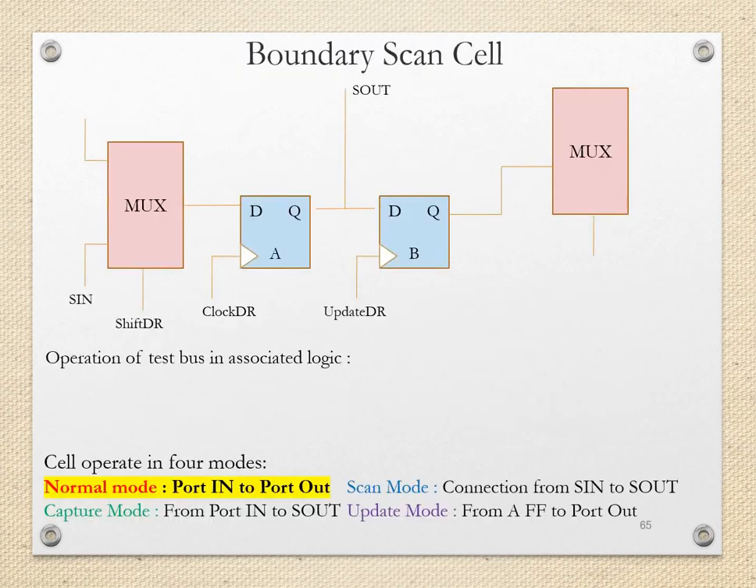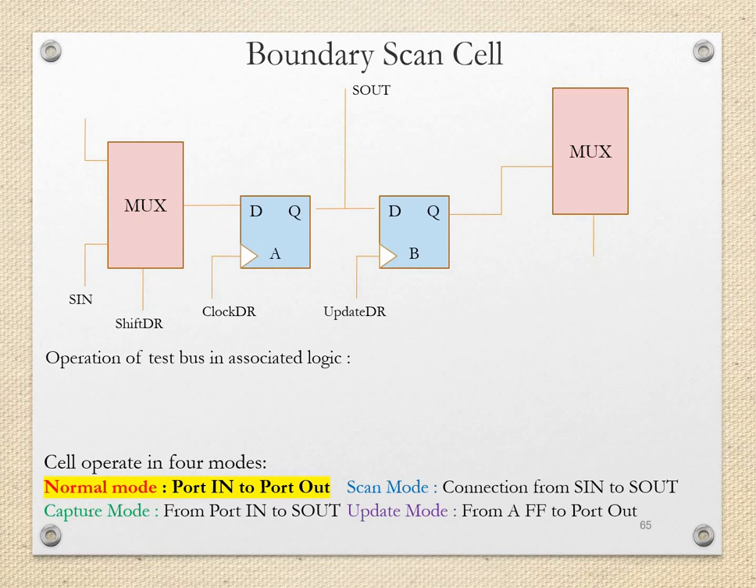Now we'll see more details of the boundary scan cell, that blue box which I have shown in that block diagram of the IC. So this boundary scan cell, that small block, contains 2 flip-flops and 2 multiplexers, and this cell can be operated in 4 different modes. So there is normal mode, then scan mode, capture mode, and the update mode.